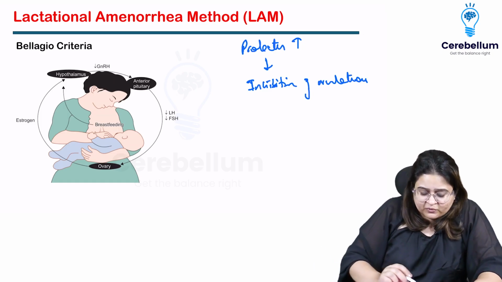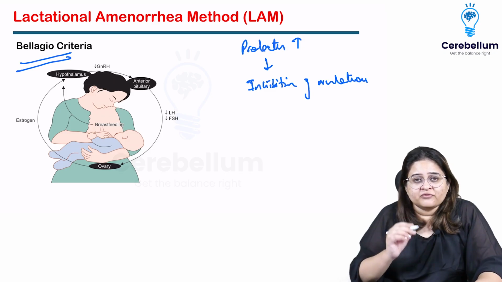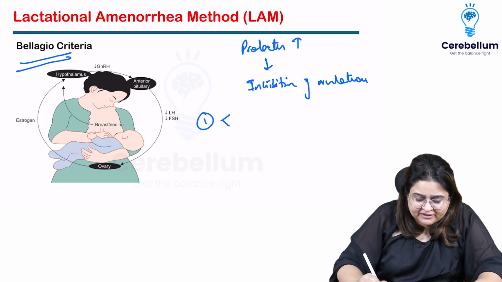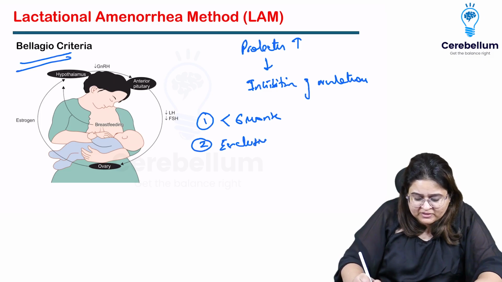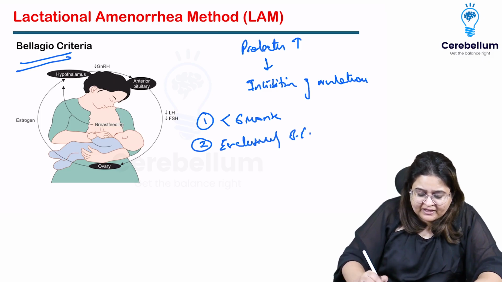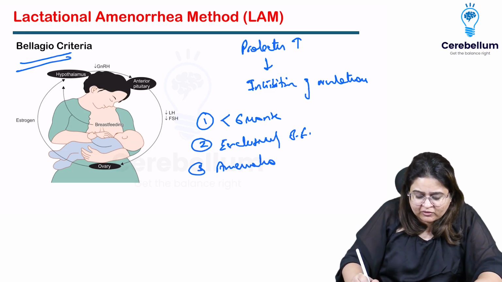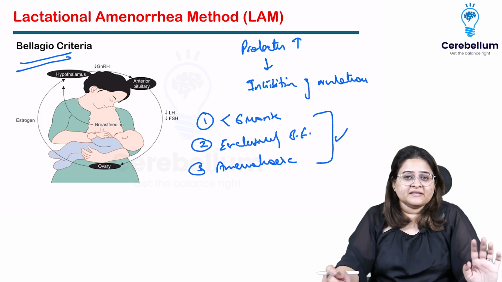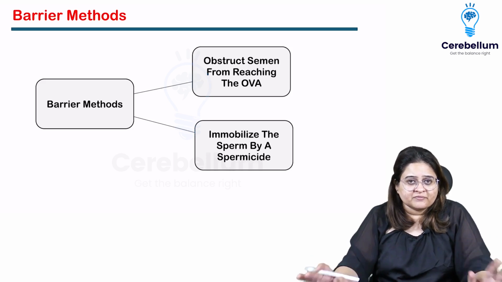But to recommend this method to a woman who is lactating, she should fulfill the 3 Bellagio criteria. The first criterion is that her infant should be less than 6 months old. The second is that she should be exclusively or almost exclusively breastfeeding. And the third, she must be amenorrheic, that means she should not have got her period. If all 3 are fulfilled, then only you can tell her that yes, LAM can be used as an effective natural contraceptive method.